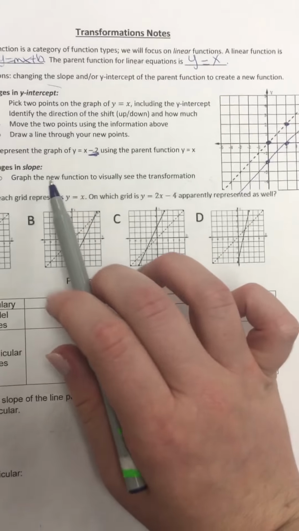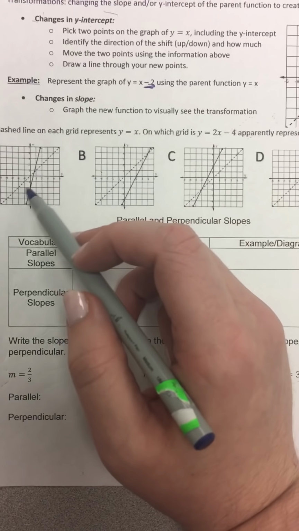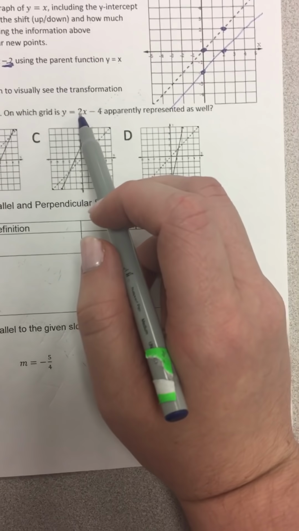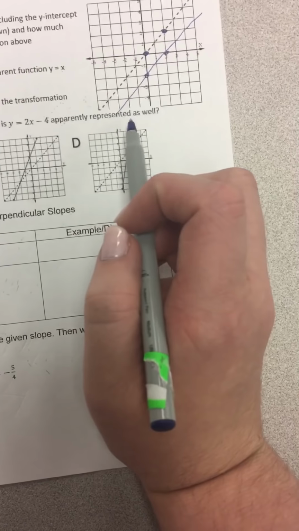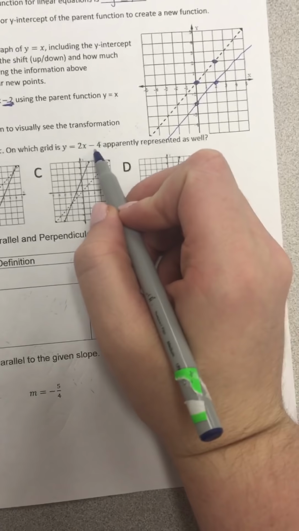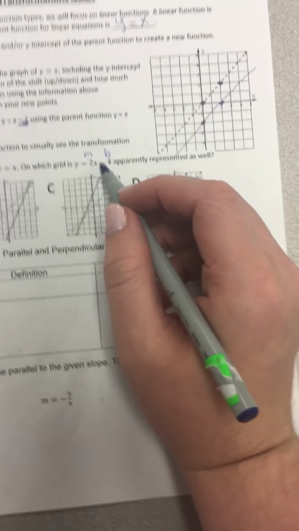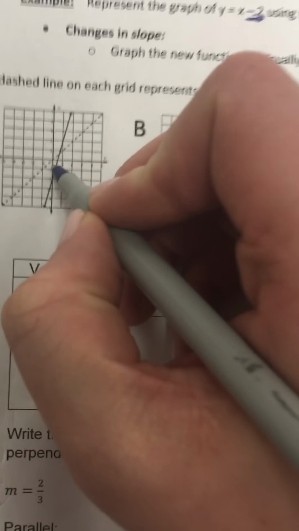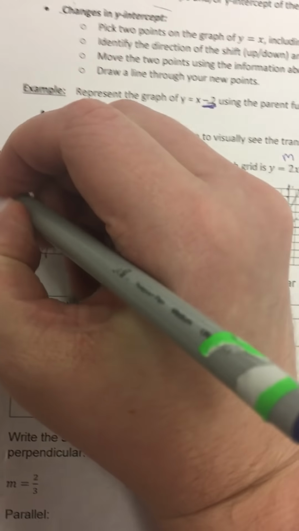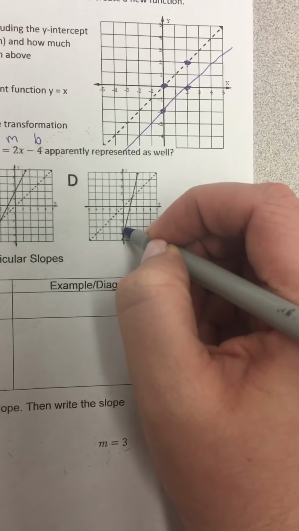If you're trying to change the slope, my recommendation is to graph the new function to see the transformation. It says the dashed line on each grid represents y equals x, and it asks on which grid y equals 2x minus 4 is represented as well. We know from previously in this unit that the last number, our constant, is our b, and this would be our slope. So let's see which of these graphs have a b of negative 4. 1, 2, 3, negative 4. No. 1, 2, 3, negative 4. Yes. 1, 2, 3, negative 4. No.